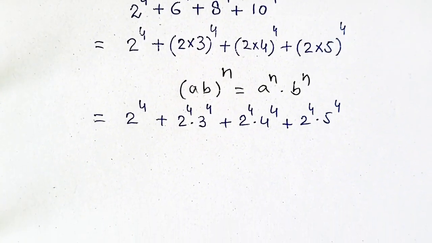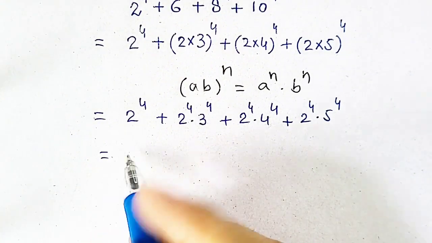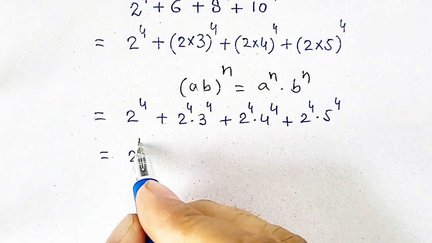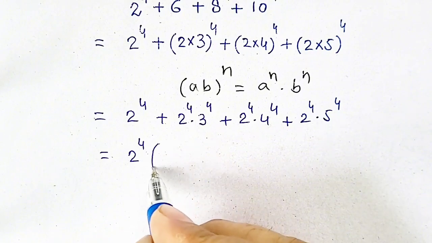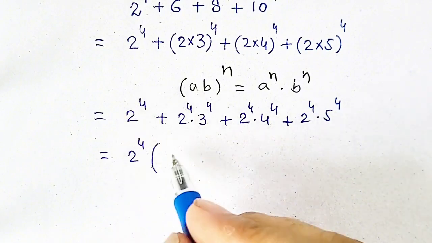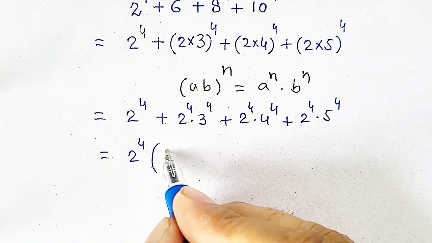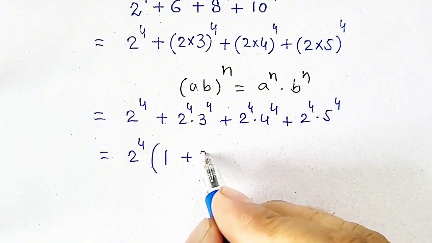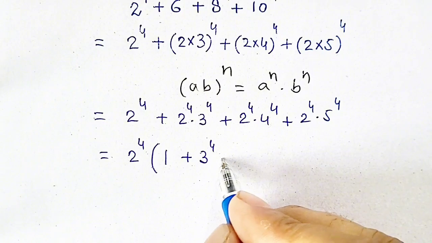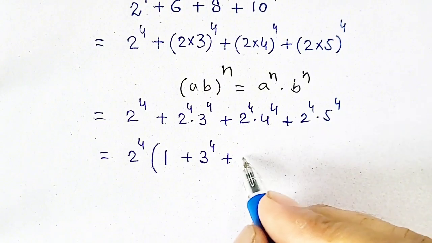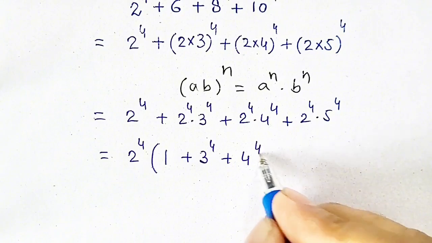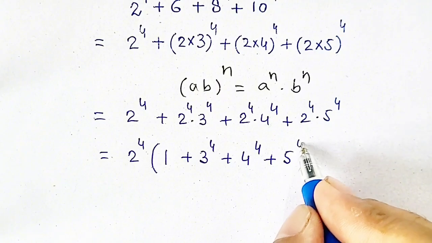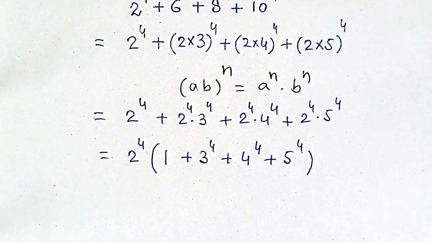Now we can take 2 power 4 common. It will be 2 power 4 times (1 plus 3 power 4 plus 4 raised to power 4 and plus 5 raised to power 4).